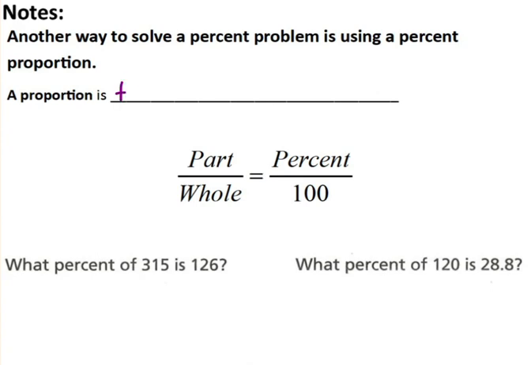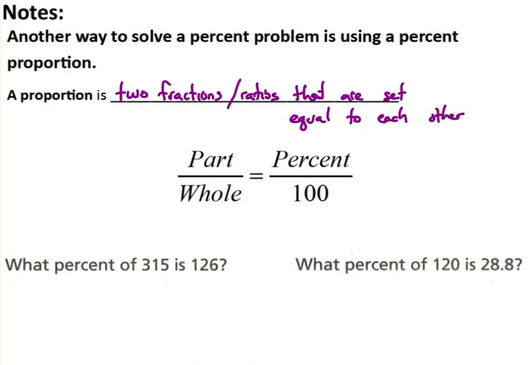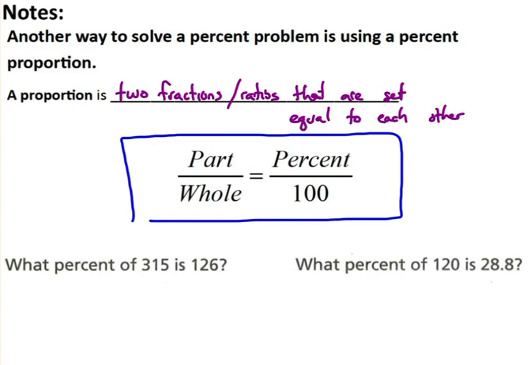A proportion is two fractions or ratios that are set equal to each other. So it's two fractions that are equal to each other. So this is going to be the setup of each of our proportions. On the top left, we're going to have part of something. Maybe it's the 6th graders out of the school or the 5th graders out of the school. The bottom left is going to be the whole amount. So like in our last problem, that was the total numbers of kids in our school.